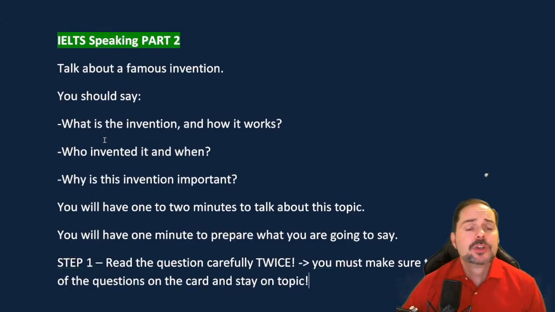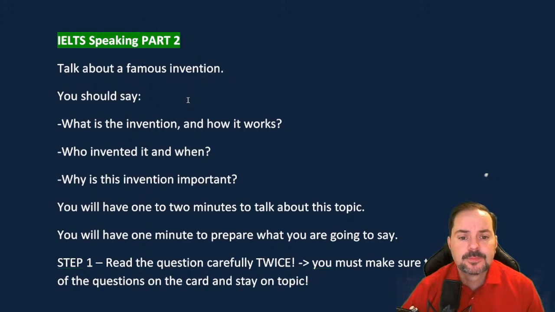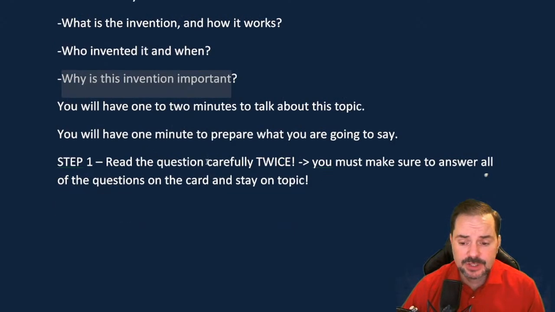Okay. All right, so let's do that now, students. Let's read this cue card question twice, okay? Read with me. So talk about a famous invention. You should say, what is the invention and how it works? Who invented it and when? Why is this invention important? One more time. Talk about a famous invention. What is the invention and how does it work? Who invented it and when? Why is this invention important? Okay, so now I've got a clear idea of this question.